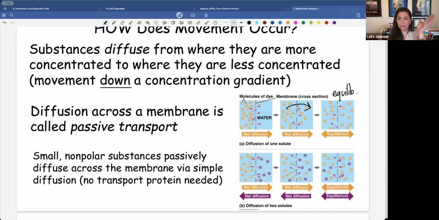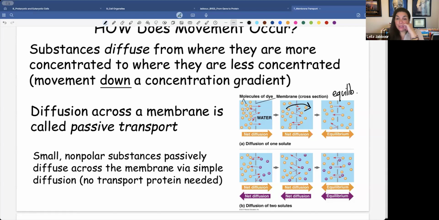Like imagine there's like this big beaker here, and we put a membrane in the middle. Or you could just think of the cell membrane is here, this is outside, this is inside. Okay, so small, non-polar substances passively diffuse across the membrane via simple diffusion, no transport proteins needed. So net diffusion here is through the membrane.